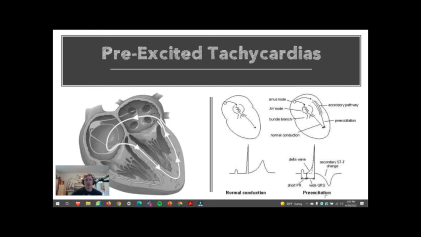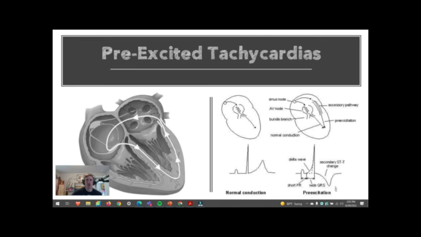With WPW, it's pre-excitation. What does pre-excitation mean, and why do we get a delta wave? Well, it is a fusion, all right? You get the delta wave because of the fusion complex that you get when it travels both through the normal conduction pathway and through this accessory pathway that isn't generally supposed to be there. It gets there earlier when it goes through the accessory pathway, so you see this initial upstroke, this delta wave, and then you get this fusion.